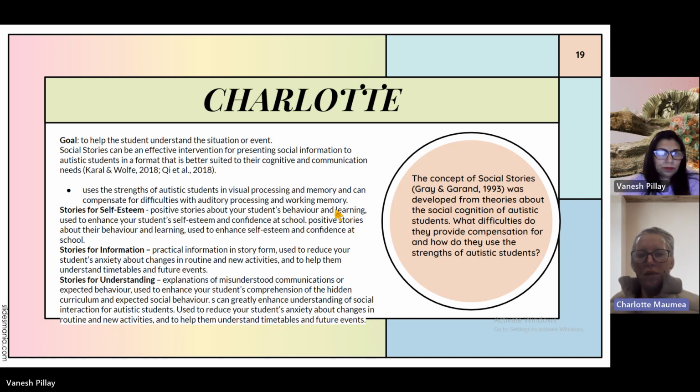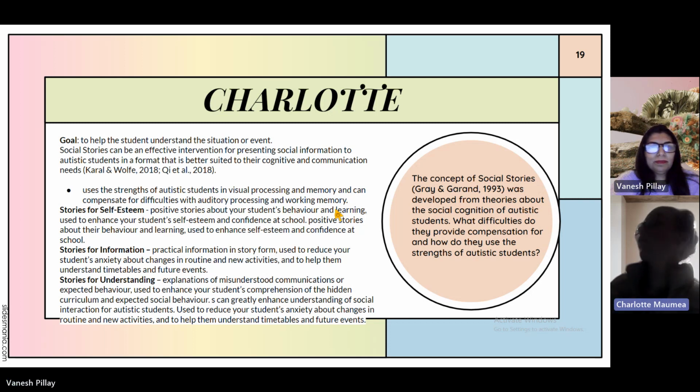Using the strengths of the autistic students and their visual processing and memory strength to compensate for the difficulties that they have with auditory processing and working memory, which is a good way to think about it, because I hadn't thought about social stories that way. Like it's a strength-based approach too, because they're visual learners, or the majority of them.